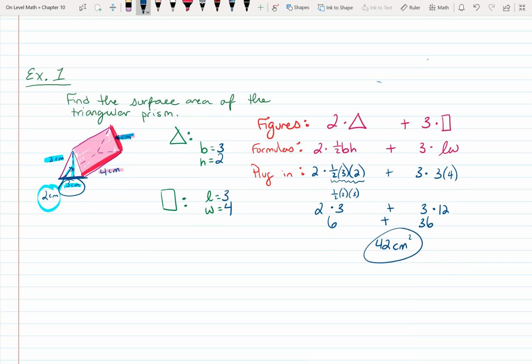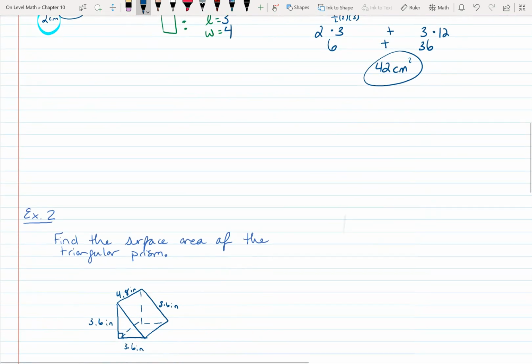So as long as you label your base, your height, your length, and your width correctly, you should be good to go. Let's go ahead and move on to example 2.